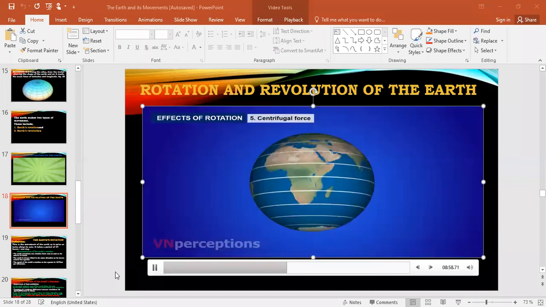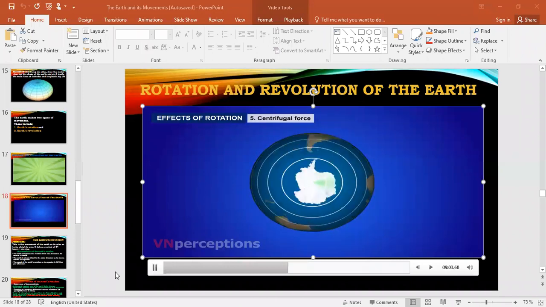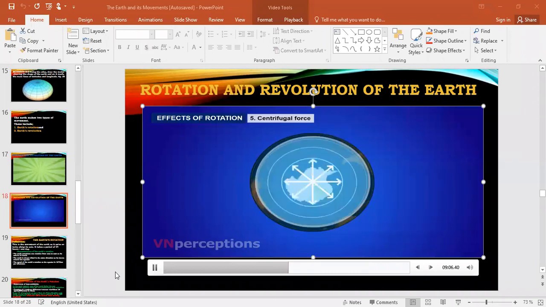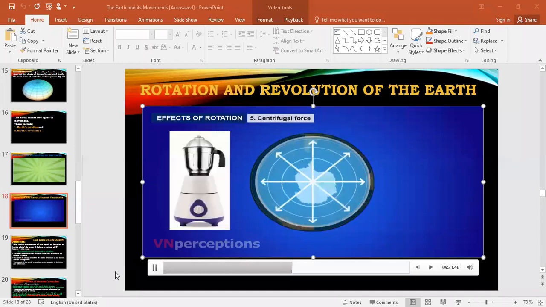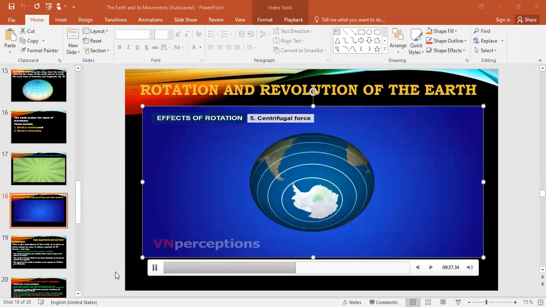Then the earth also generates centrifugal force. Centrifugal force is the force that is generated from the center towards the periphery, that is towards the edges. This is because the earth is spinning at a very great speed. It is the same effect that we see every day in our kitchen when we are operating a mixer. All the chutney will come and stick on the edges of the glass. And this is the reason that along the equator there is a bulge in the earth, and the earth is said to be geoid shaped.